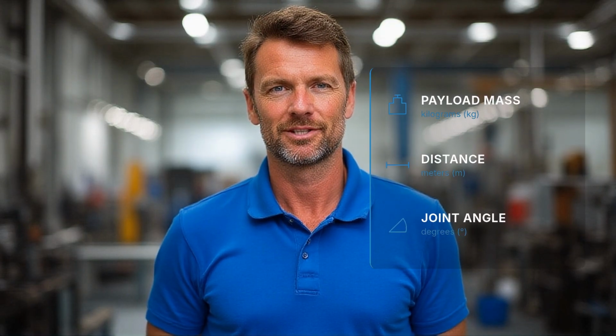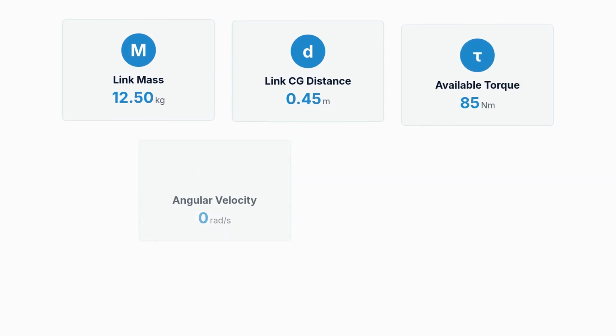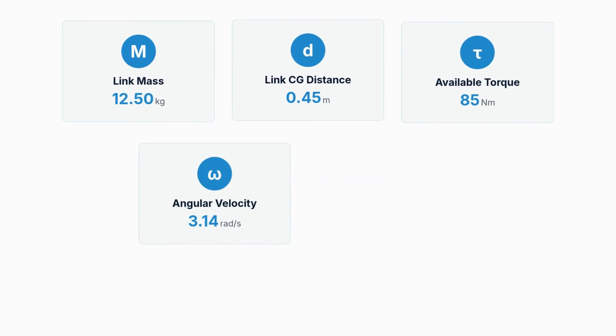You'll input payload mass in kilograms, distance from joint in meters, joint angle from horizontal in degrees, link mass in kilograms, link CG distance in meters, available torque in Newton meters, angular velocity in radians per second, and motor efficiency as a percentage. Let's work through an example.